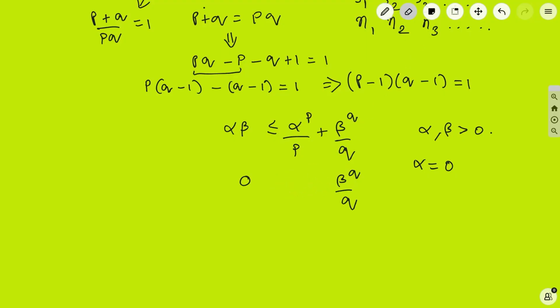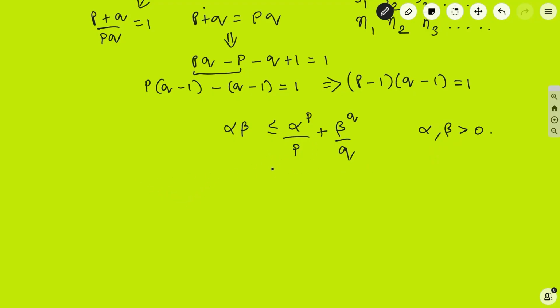And the other case is when your beta is 0. When your beta is 0, the same thing, the left-hand side is 0, bounded above by alpha to the power p by p, divided by p, plus 0, right? So this is also true. So for alpha and beta 0, the inequality is trivial. So we'll consider the case when alpha and beta are strictly positive.